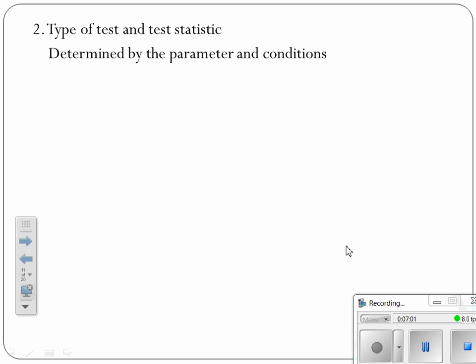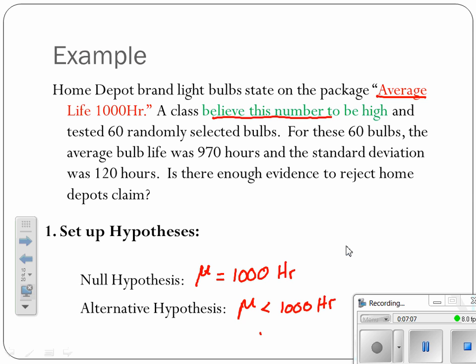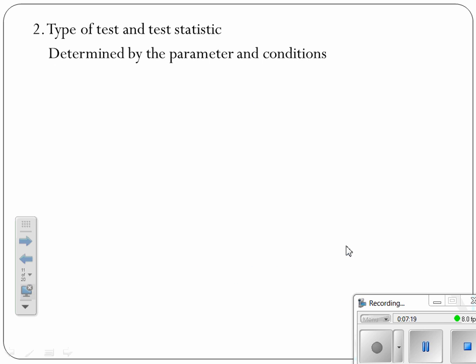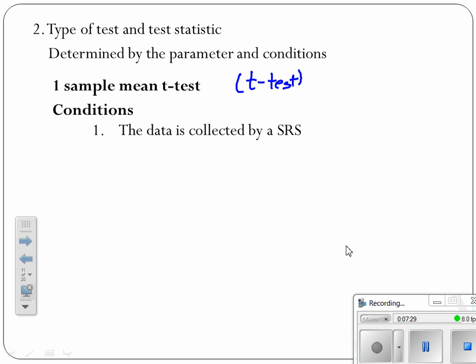Right? The type of test is determined by the parameter and the conditions. Right now, it's a mean test, so it's either Z or T. We need to take a look at this standard deviation we're given, which is actually s. We don't know sigma, so what we're going to have is a one sample mean t-test. We might also just call that a t-test. Right? Now, the conditions: one, was it random?